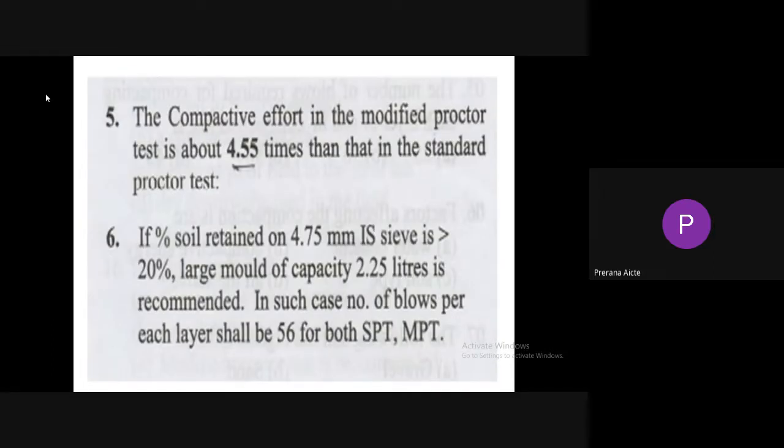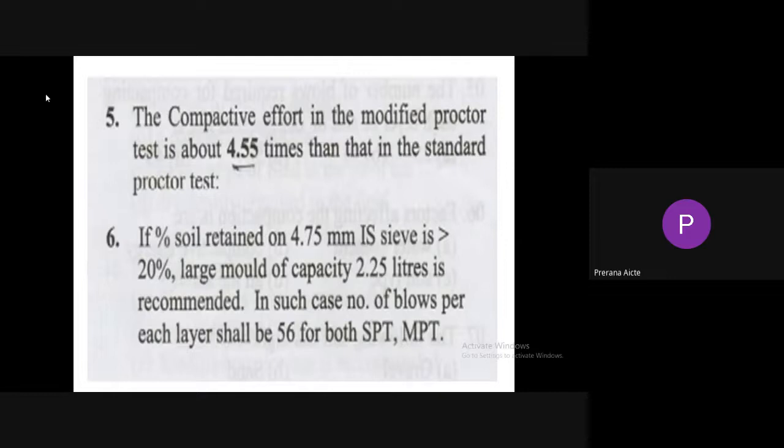The compaction effort in the modified Proctor test is about 4.55 times that in the standard Proctor test. It is a GATE question. So the compaction effort used in the modified Proctor test is 4.55 times that in the standard Proctor test.